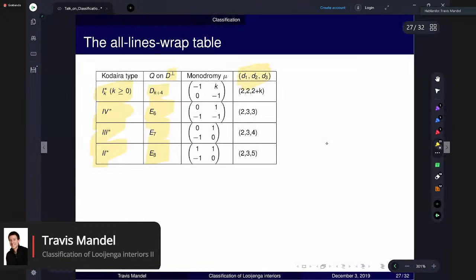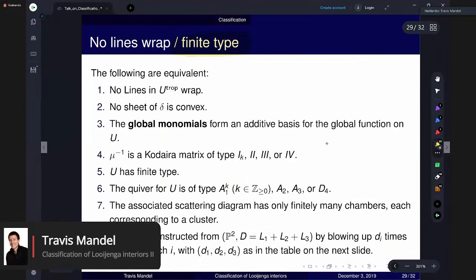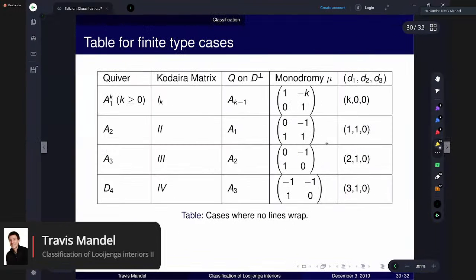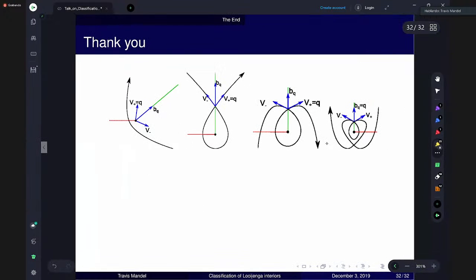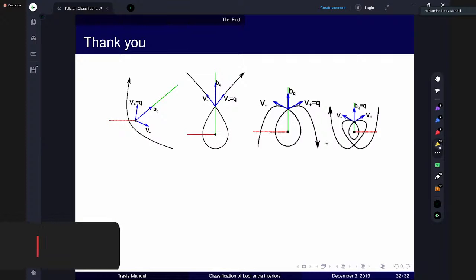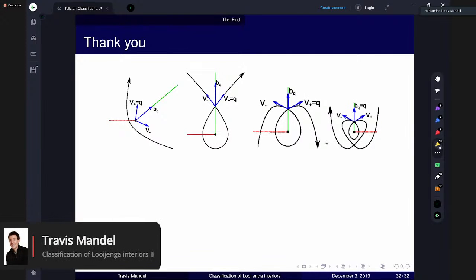Cubic surface is the most basic example of those. And then cases where no lines wrap. So these are the quivers for those cases. You again get Kodaira matrices in these cases. And they again can come from blowing up P2, blowing up these many points on the boundary divisors. So yeah, I guess I'll stop there. I'll send you my slides if you want to look at those in more detail. And yeah, thank you.